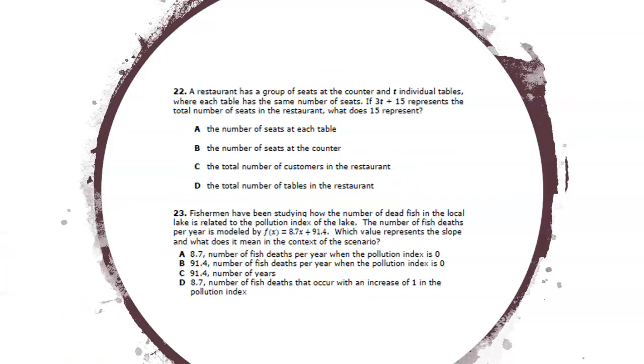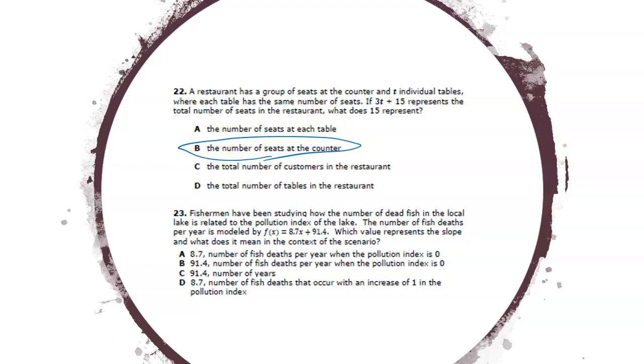22. A restaurant has a group of seats at the counter and T individual tables, where each table has the same number of seats. If 3T plus 15 represents the total number of seats in the restaurant, what does the 15 represent? So that's T is tables. A restaurant has a group of seats at the counter and T individual tables. So that's 3 chairs per table plus 15 would be the seats at the counter.